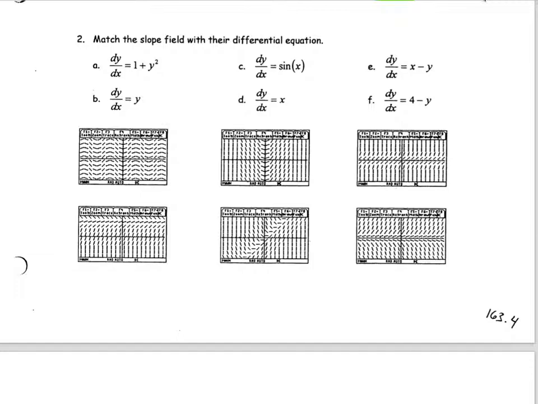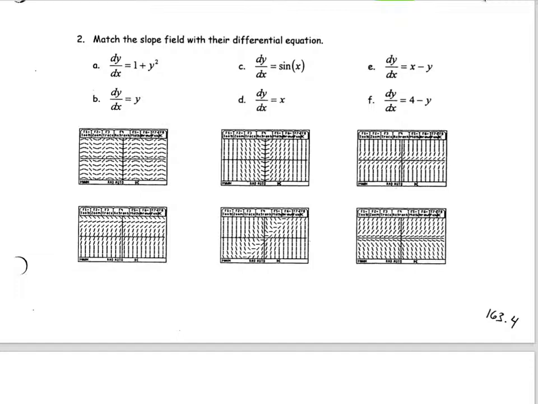They have given us 6 differential equations. They have given us 6 slope fields. So we want to match each differential equation with its slope field. So, thoughts on that? What do you guys see?